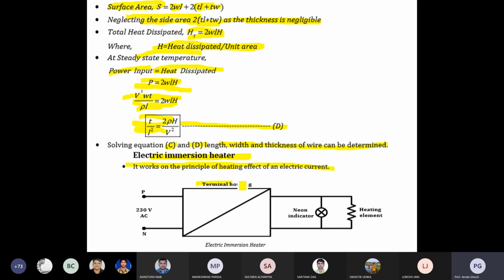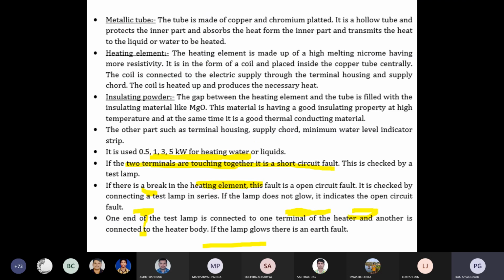Here you can see the terminal housing, the rest of the covering. Then it has a power rating, 230 volt AC. The terminal housing, then indicators are required, and heating elements. Immersion heater means it is immersed in the water. This is the electric immersion heater.